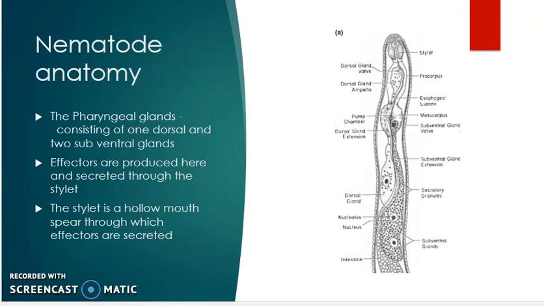The stylet is the other important feature. It is functionally comparable to a syringe, used to penetrate host cells and direct these secretions into specific cell compartments, like the cytosol or apoplast.